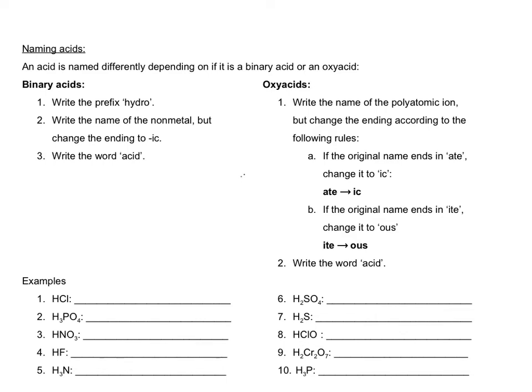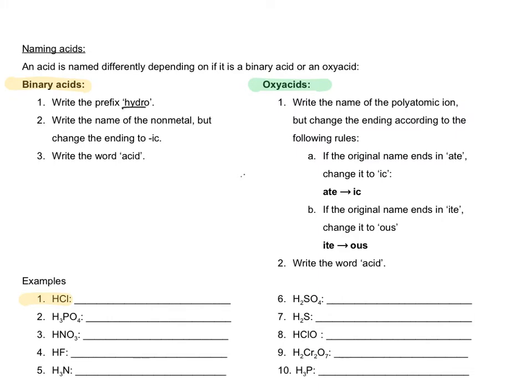Naming acids gets a little bit complicated because there's a different set of rules depending on if it's a binary acid or an oxyacid. Let's look at binary acids first. For binary acids, we're going to write the prefix hydro. We're going to put that at the beginning of the compound. Let's look at an example as we go. Let's see. We're going to look at number 1 here, HCl. That is a binary acid because it's only got 2 elements.